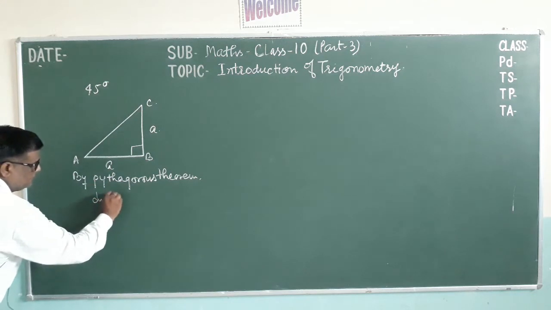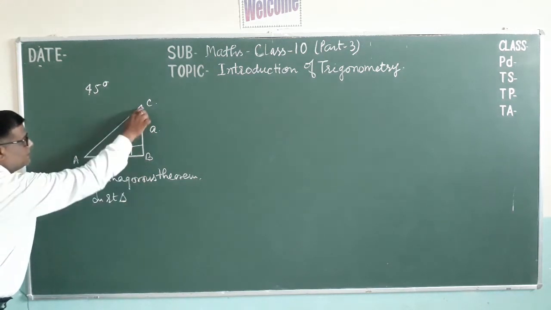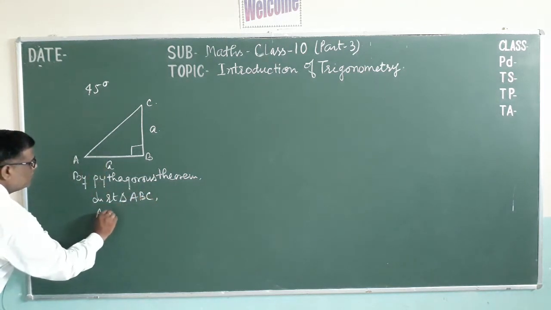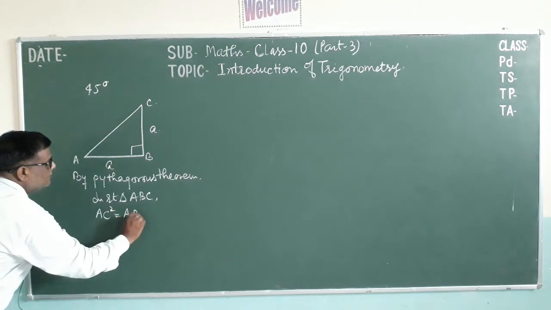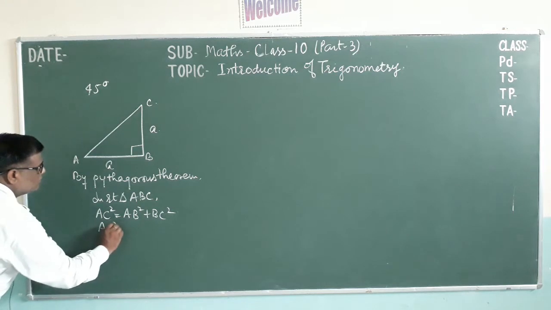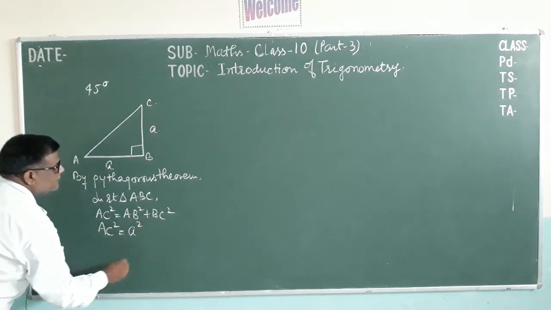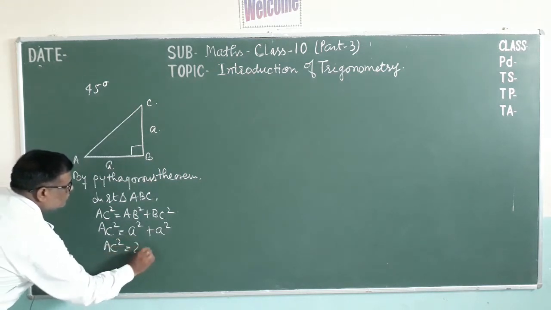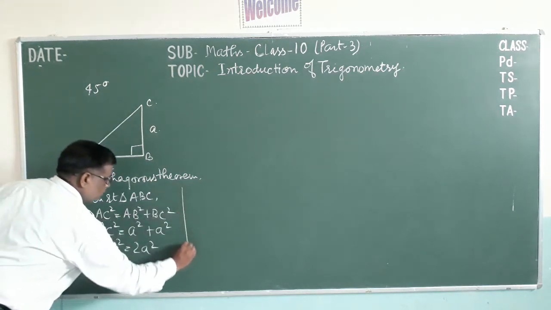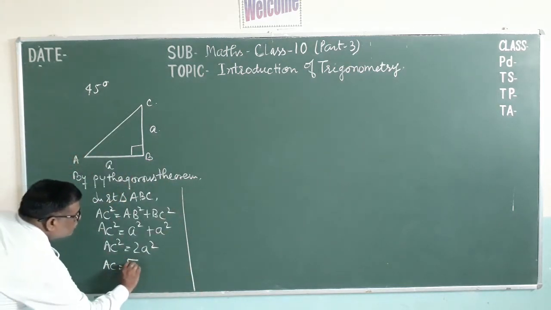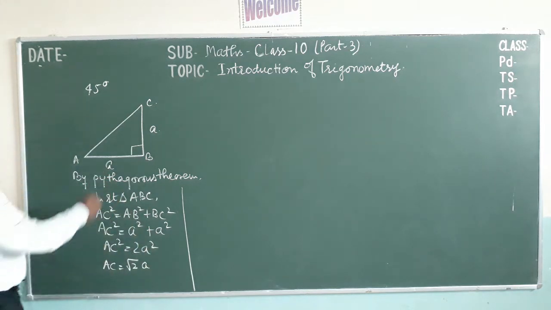in right triangle ABC, AC square is equal to AB square plus BC square. Now AC square is equal to A square plus A square, so AC square is equal to 2A square. So AC is equal to root 2 into A. Therefore the value of this is root 2A.